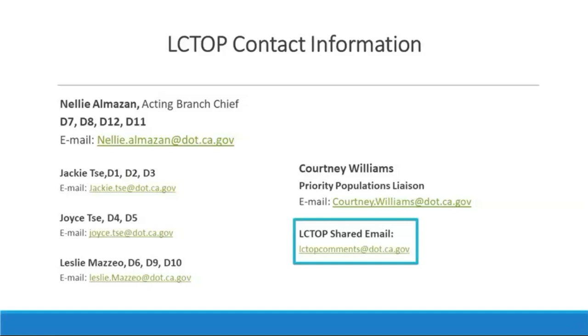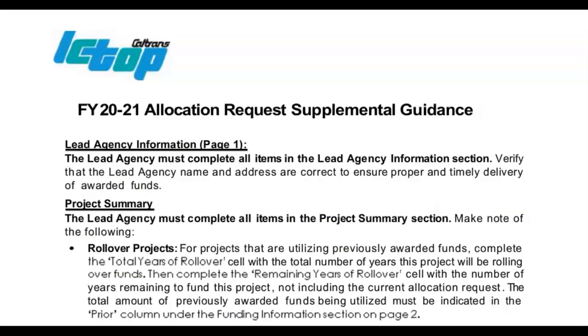All right, so you have been provided a zip file containing all of the LCTOP documents needed to complete your allocation request. The file includes the following: the LCTOP guidelines, useful links, signature pages, the supplemental guidance document, as well as the sample project. Please utilize the supplemental guidance as the first point of reference when you encounter any trouble completing the allocation request.